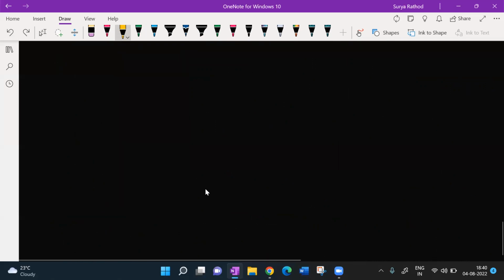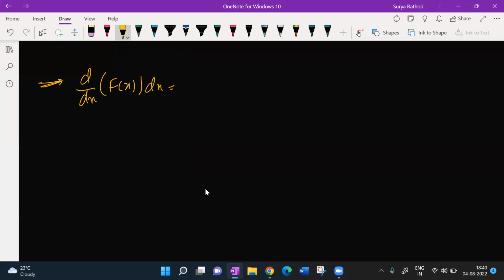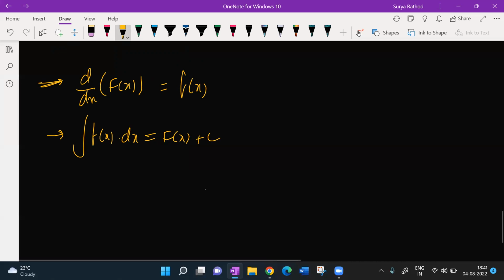If I have something like this, look at this here. d by dx of capital F of x is equal to, let's say, small f of x. Now, if I integrate the small f of x with respect to the variable called x, then what do I need to get? I need to get capital F of x plus C. As I told, what is this? This is the integral sign.